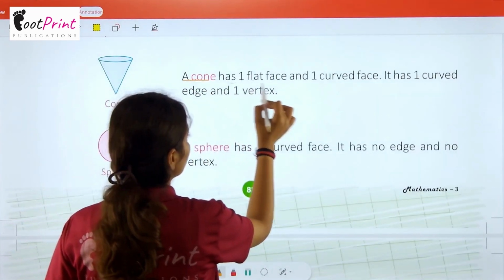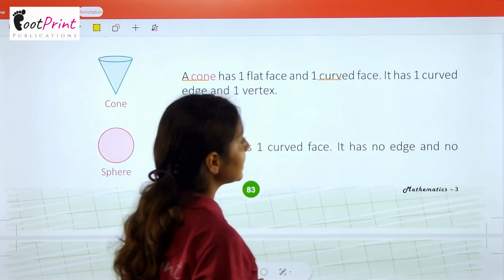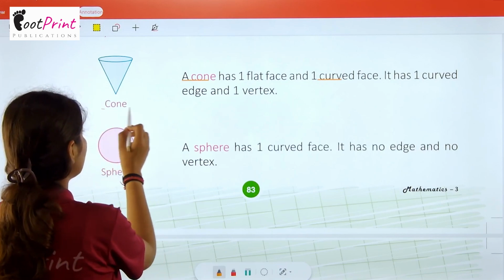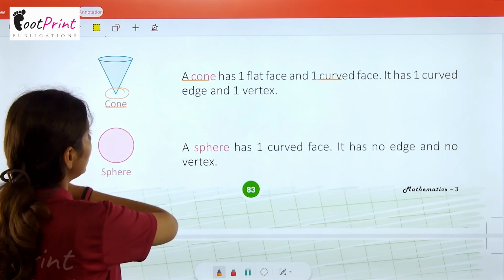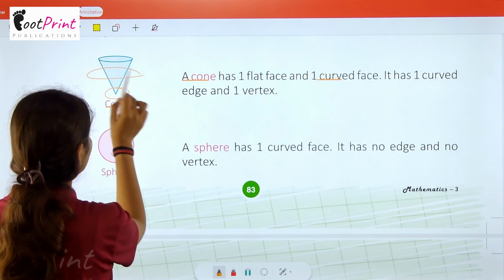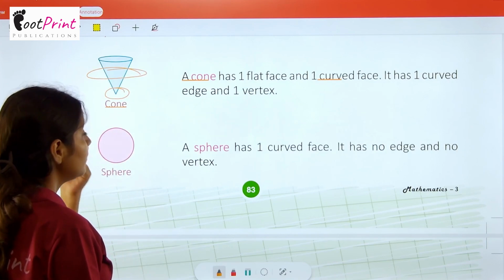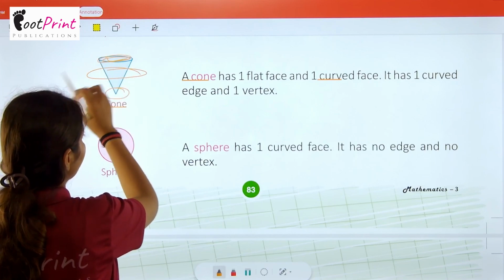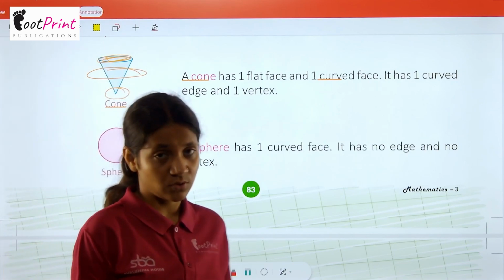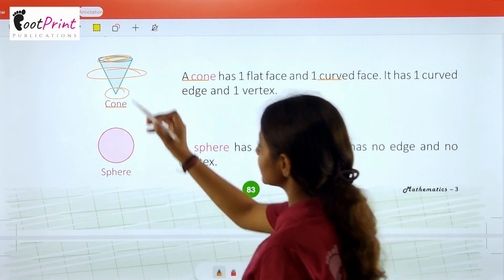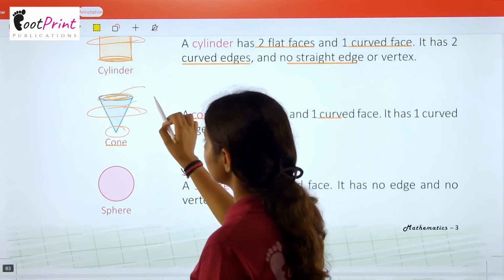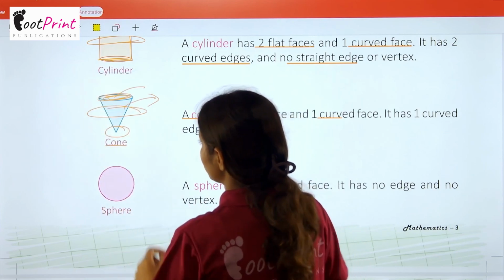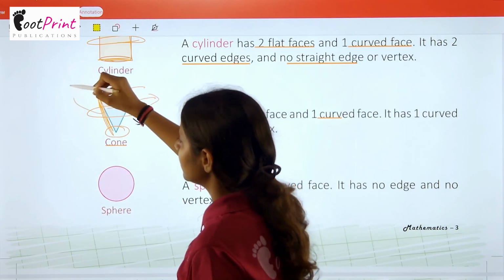A cone has 1 flat face, 1 curved face. It has 1 curved edge and 1 vertex. So cone के पास क्या होता है? एक vertex and एक curved face, curved surface, curved edge. Okay. And 1 curved surface and 1 flat surface also. Okay, so we can say this is a flat surface, this is a curved surface, this is a vertex, and this is a curved edge.